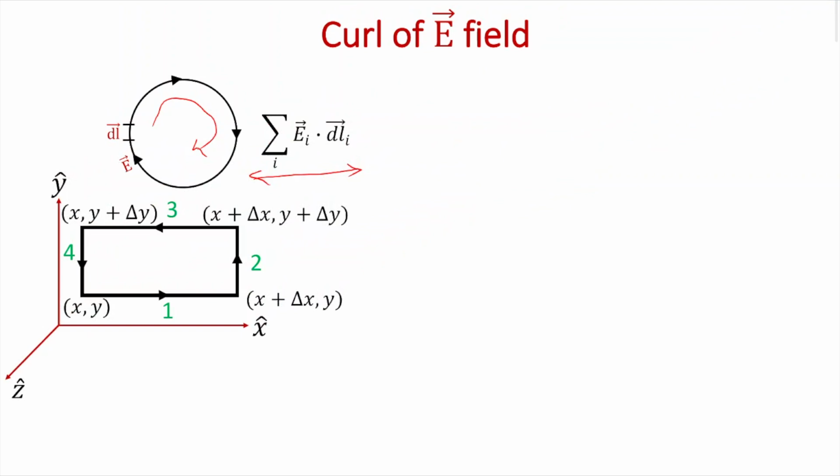So we're gonna take a very simple case, just like the divergence. So we have an area which has coordinates x comma y, x plus dx comma y, x plus dx comma y plus dy, and then x comma y plus dy. And then we have four paths in this box, 1, 2, 3 and 4.